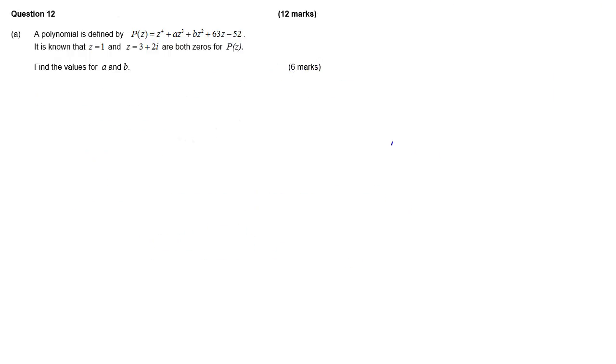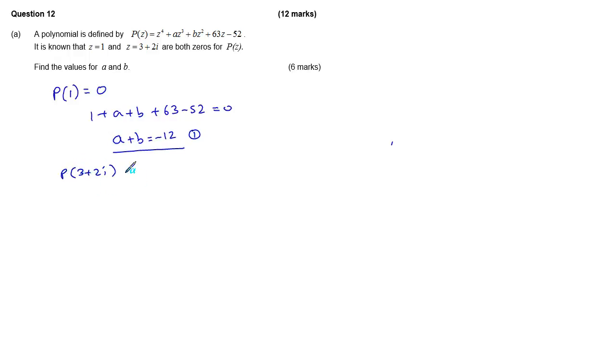So an alternative solution is that we know that p of 1 is equal to 0. Substitute that in and we've got 1 plus a plus b plus 63 take away 52 is equal to 0. So that gives me a plus b is negative 12. Call that equation 1. We also know that p of 3 plus 2i is equal to 0.